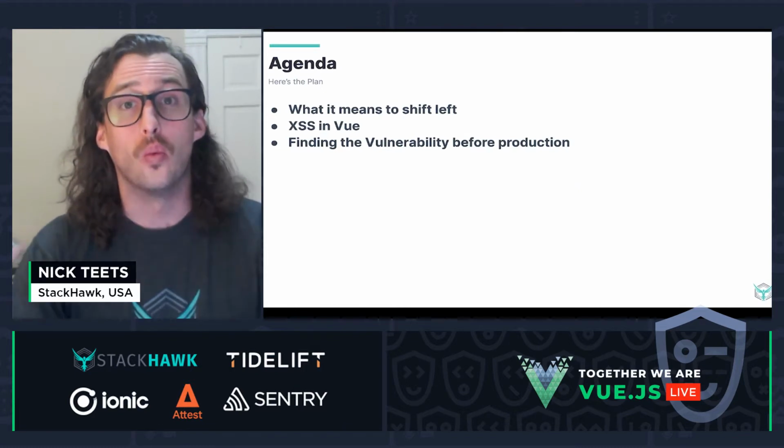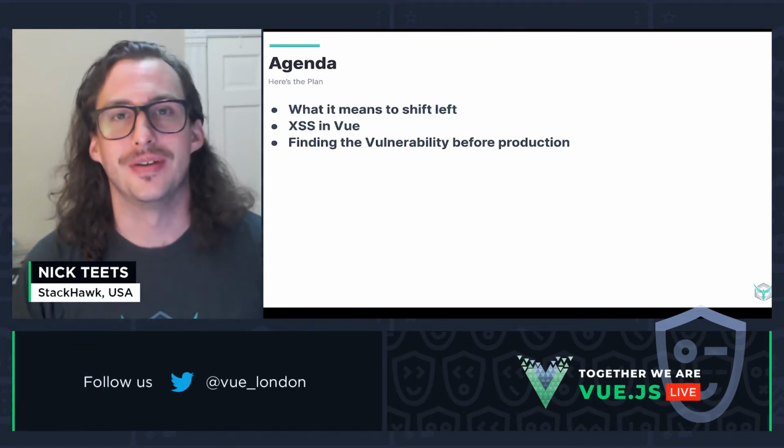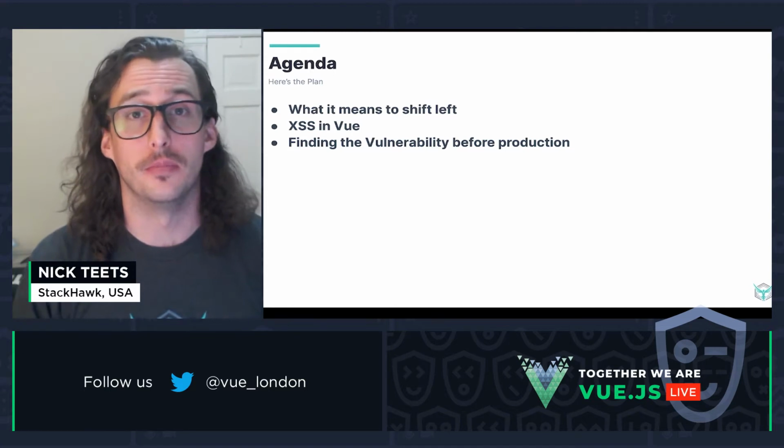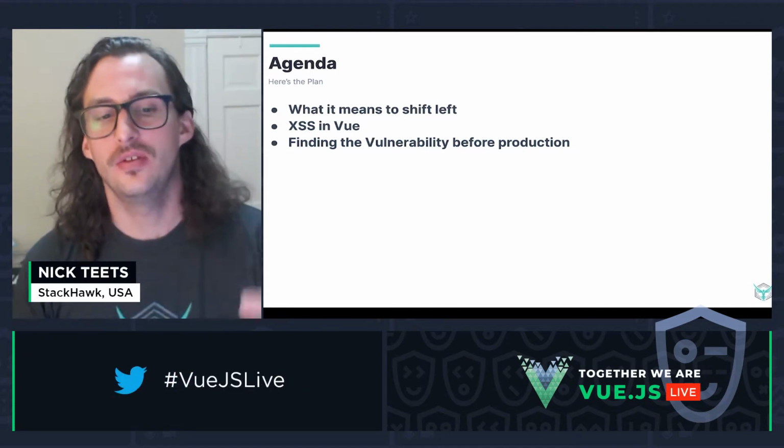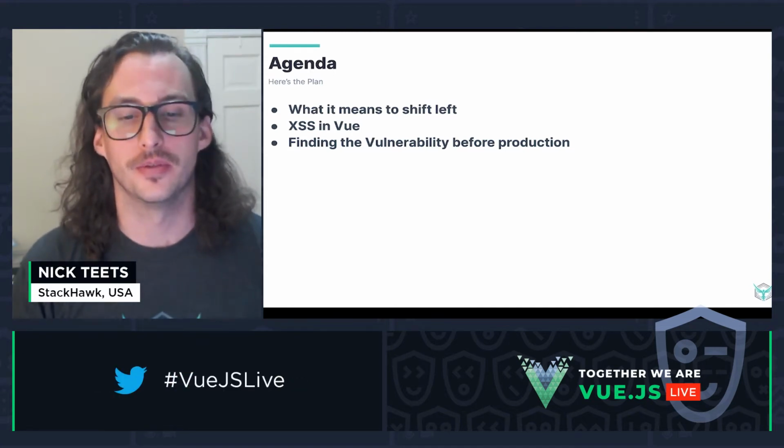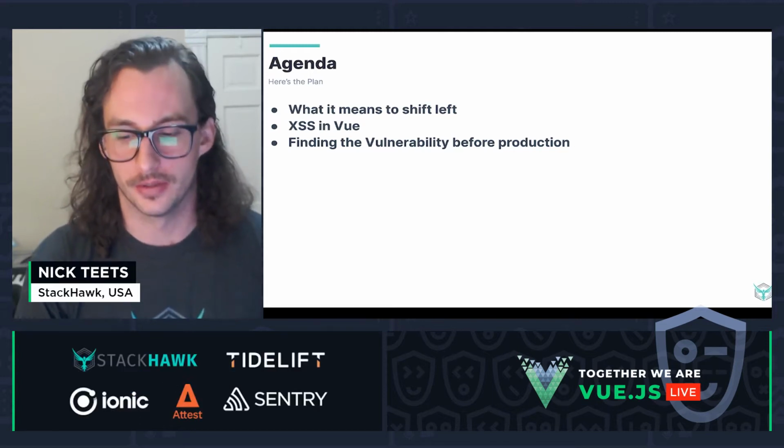Today, I'm going to tell you what it means to shift left. I'm going to show you an example of a cross-site scripting vulnerability in a Vue app, and then I'm going to give you the tools that you need to find these types of vulnerabilities before you hit production.